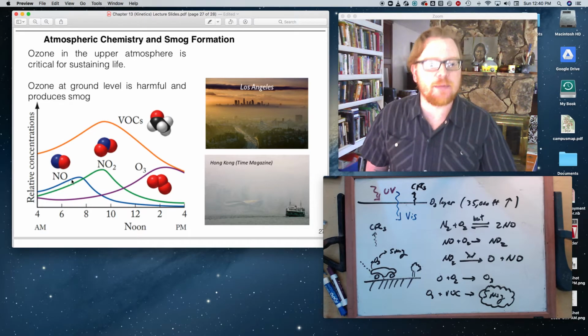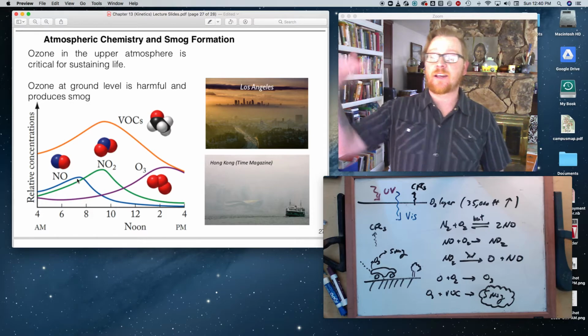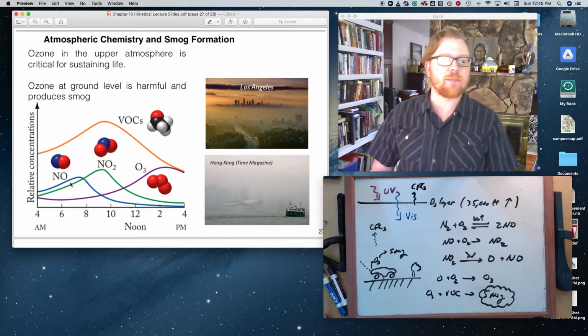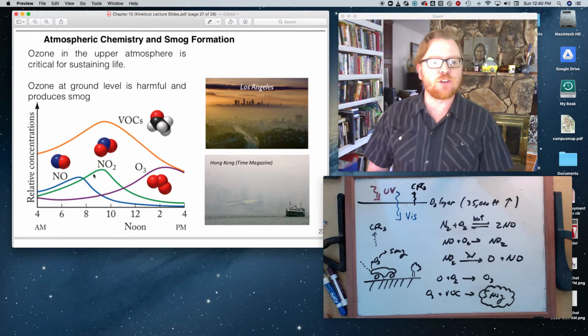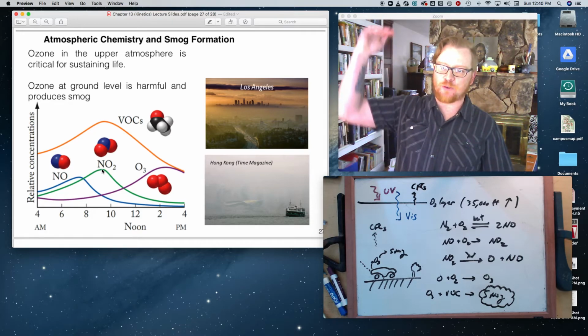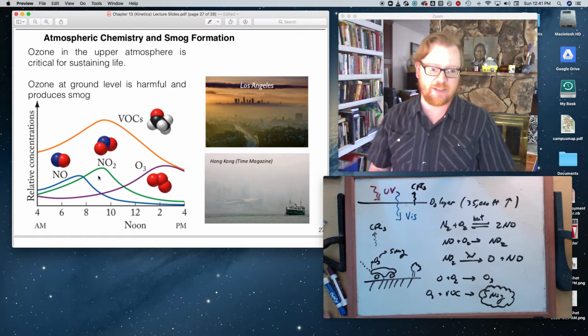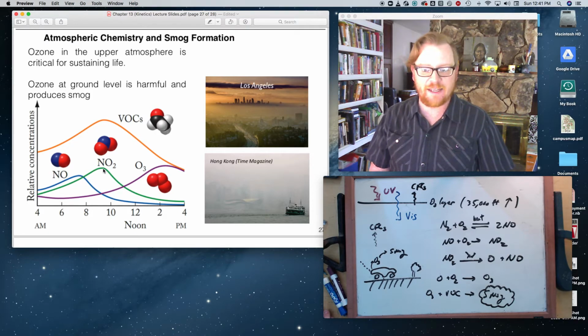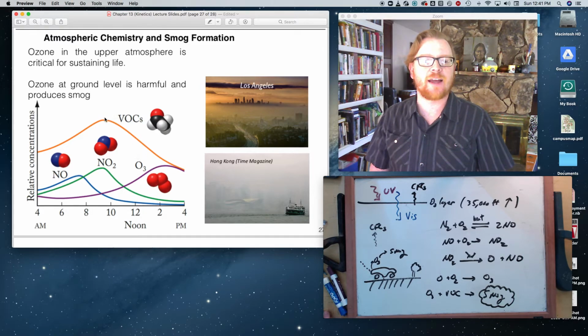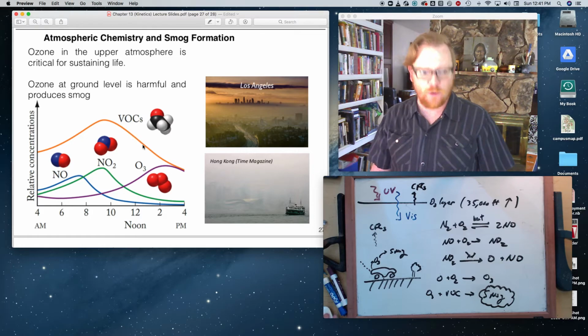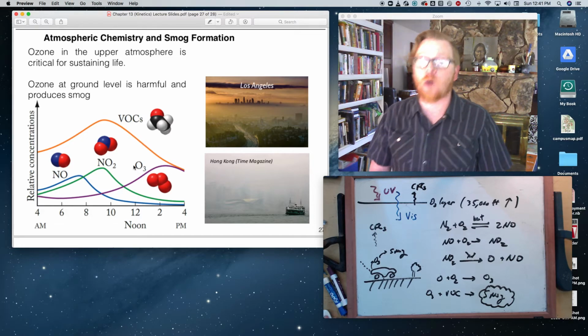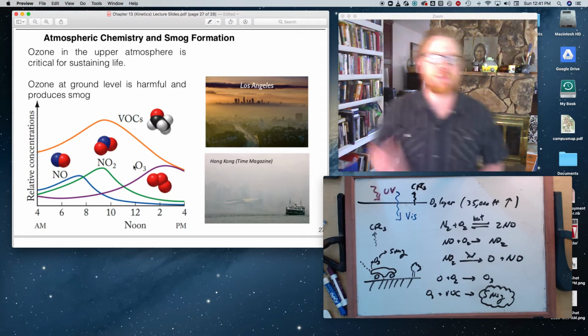And as NO builds up to some critical level, and then as the sun starts to come up, that starts to make NO2. And NO2 starts to build, but as the sun continues to rise to higher and higher angles, higher zenith angles, the NO2 will also peak and then start to get destroyed. And then as that happens, it starts creating O3. And then you notice now, by the time it's about noon or 2 o'clock, the VOCs are starting to go down because they're reacting with the ozone, and that's creating this smog.